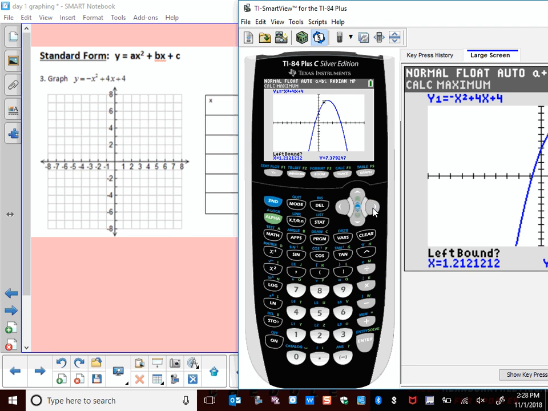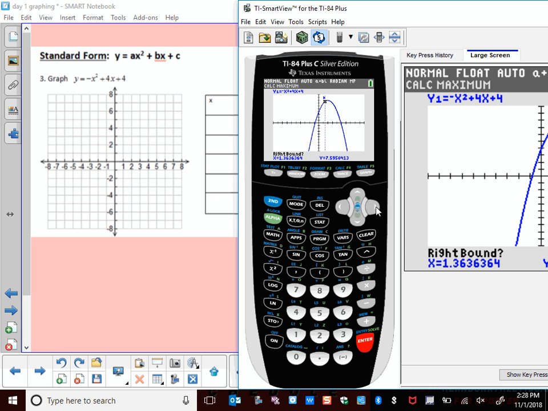Alright, we're going to put our little blinky guy where we think our maximum is. Are you guys here so far? Yep. Ronaldo? Yeah. Ryan? You good? Alright, my little blinky guy is here. My calculator is asking, should we go left bound? We are going to say yes. So click your left arrow 2 or 3 times and hit enter.